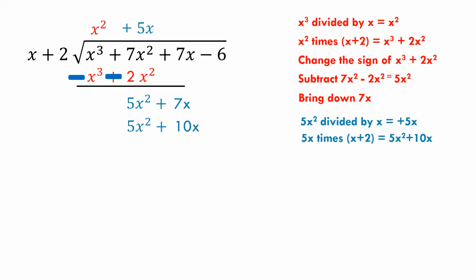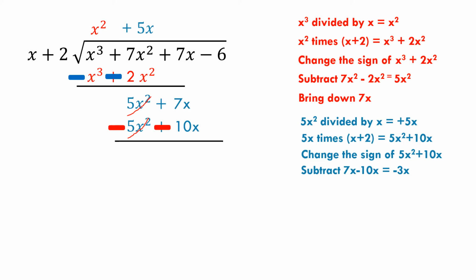Next is for us to subtract. So when you subtract, you change the sign of the subtrahend. Okay, so 5x squared minus 5x squared becomes 0. So what's left is 7x minus 10x. And since the negative 10x has a higher value, we copy the sign of the bigger number. So negative 3x is the answer, and we also bring down the 6. So what is left is negative 3x minus 6.